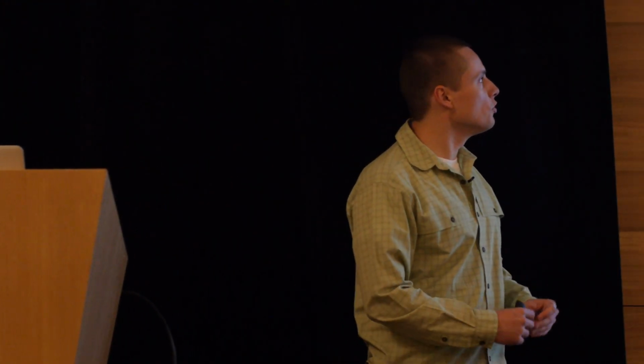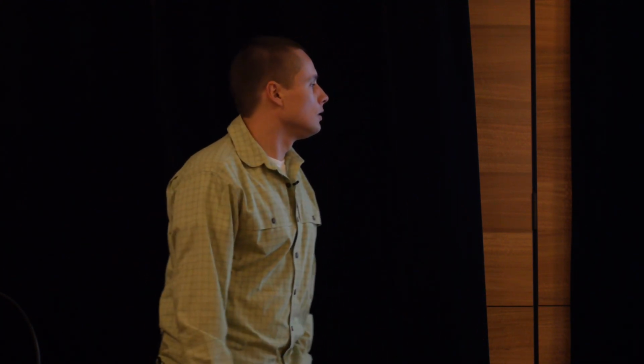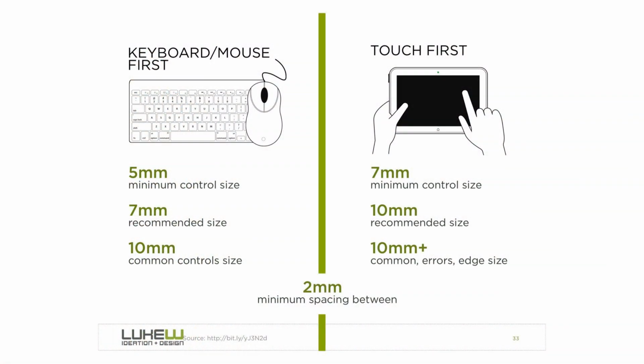Now back to the Microsoft example again, because I want to illustrate this idea of just not going far enough with this. There's no better place to show this transition from a keyboard and mouse world to a touch world than in a place where they both live, which is what's happening with Windows 8. So in a keyboard and mouse world, Microsoft is basically saying 5 millimeters minimum control size, 7 millimeters recommended size, 10 millimeters for things that get hit very frequently.